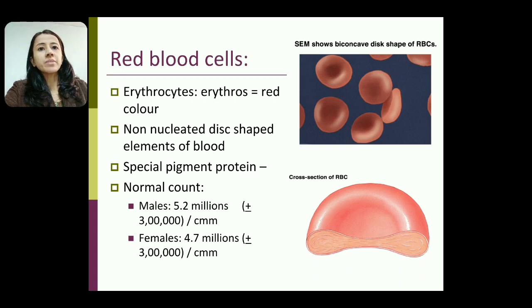Normal count of red blood cells is different in males and females. In males, it is 5.2 million plus or minus 0.3 million, or 3 lakhs, per cubic millimeter of blood, whereas in females, the red blood cell count is 4.7 million plus or minus 0.3 million, or 3 lakhs, per cubic millimeter of blood.